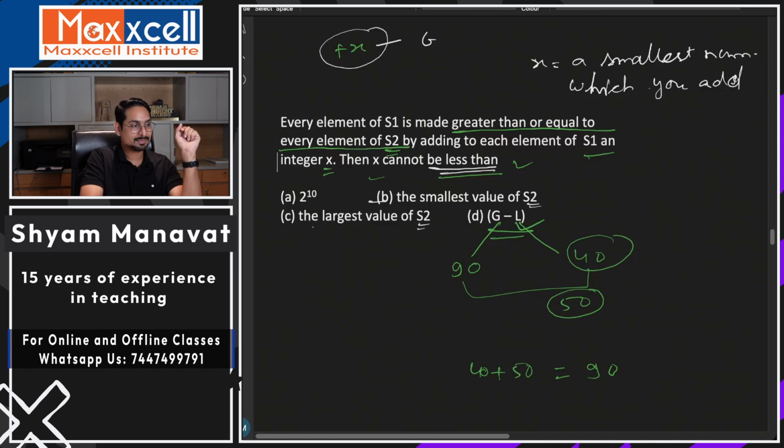Think about it. This should be x: the difference between the greatest and the smallest, the greatest falling in S2 and the smallest falling in S1. Think about it. No maths. Apply basic logic.